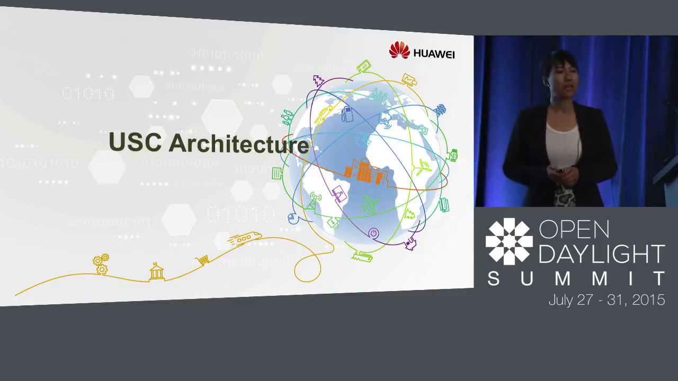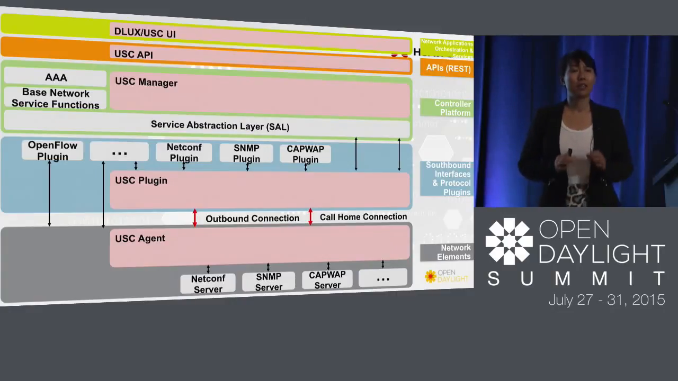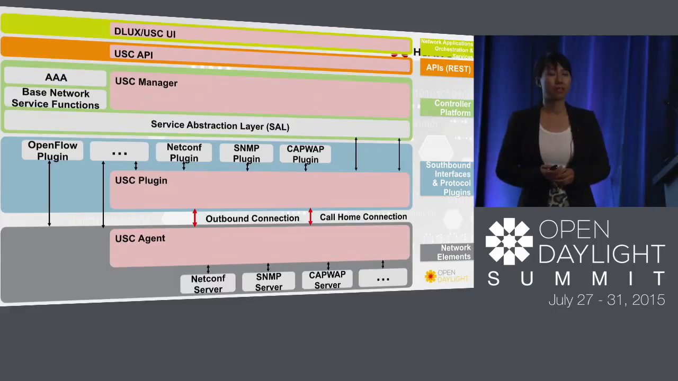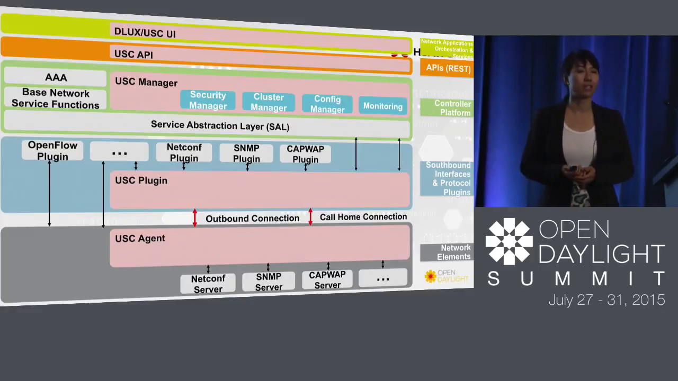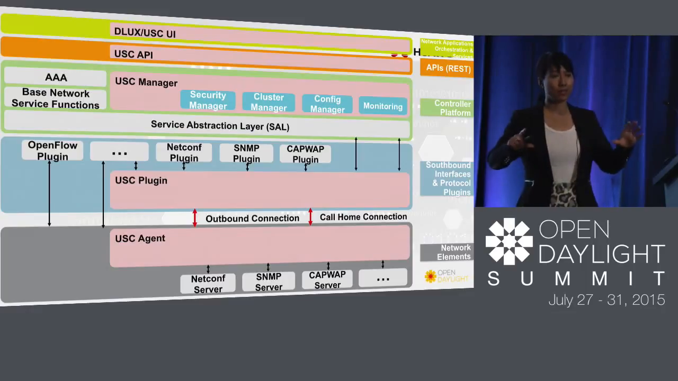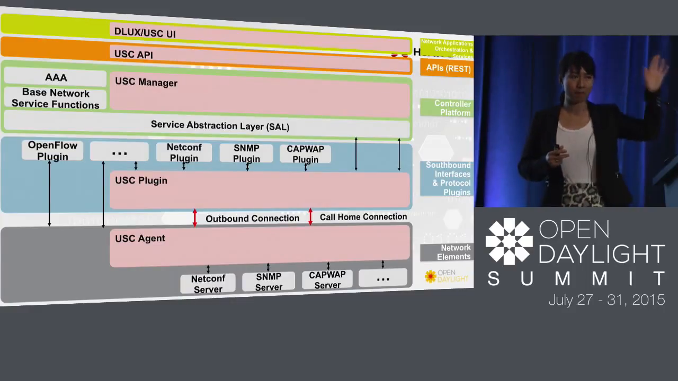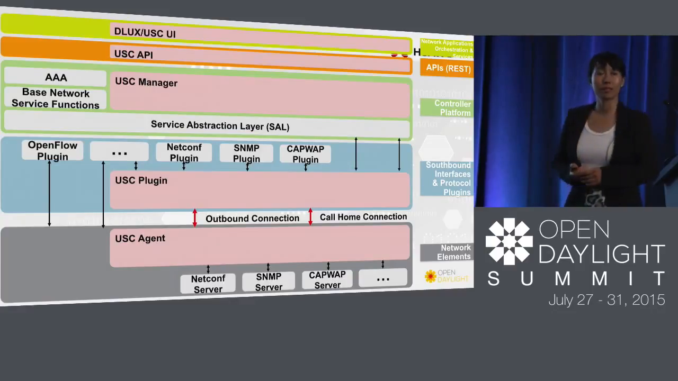I'll go through the high-level architecture of the Unified Secure Channel. It is clearly divided into five components: the UI, the API manager, the plugin, and the agent, leveraging OpenDaylight's modular design, for example the MD-SAL, Yang Tools, plugin modules, and other features. The UI is inherited from the DLUX modularity, which is in the Lithium release. It will display the open Unified Secure Channel environment and everything that is going on. There is also the API layer, which will be used by third-party applications. Then you can see the features and everything going on in the Unified Secure Channel.